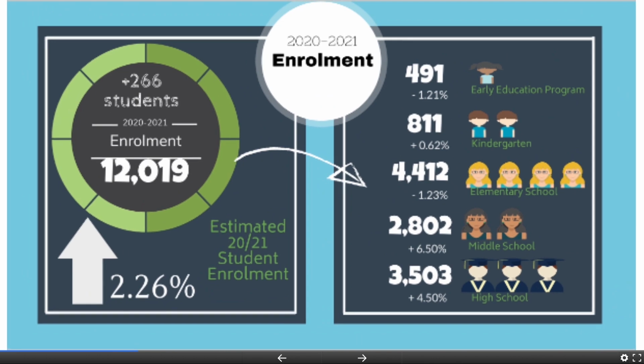As part of the budget development, student enrollment is a major factor that determines funding and the related allocations. For the 2021 school year, it is projected that the division will have just over 12,000 students, which represents a 2.26% increase or an estimated increase of approximately 266 students. Overall, the division is expecting a slight reduction of approximately 1.23% for elementary student enrollments. Middle schools are projected to see an estimated 6.5% increase in enrollments, and high schools are projected to see an estimated 4.5% increase.